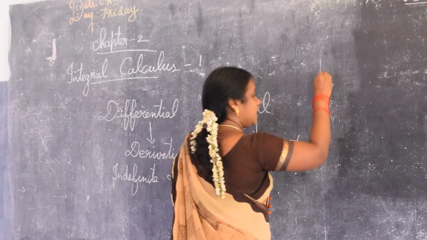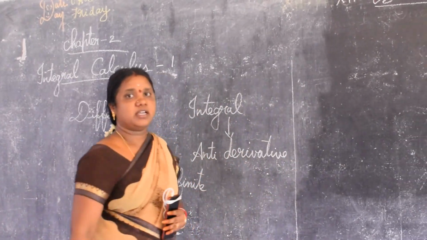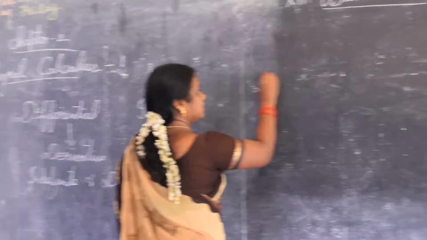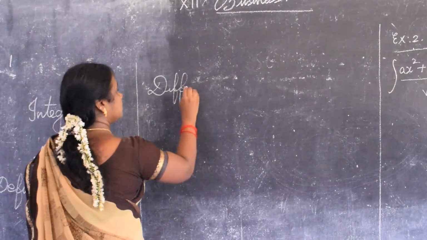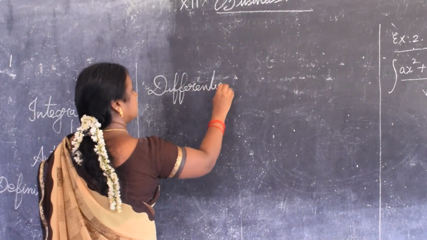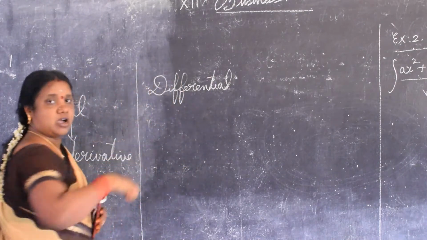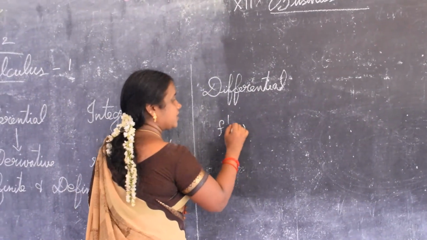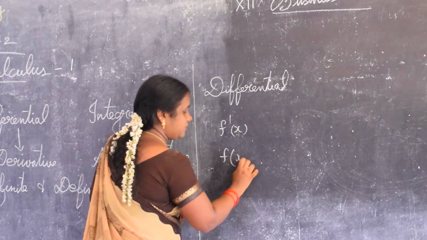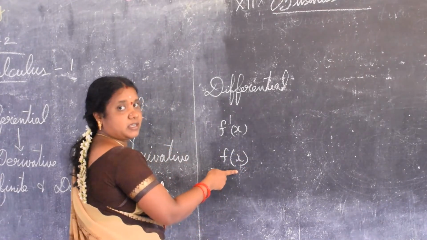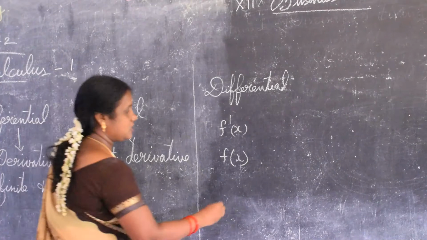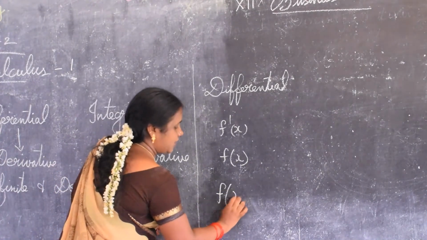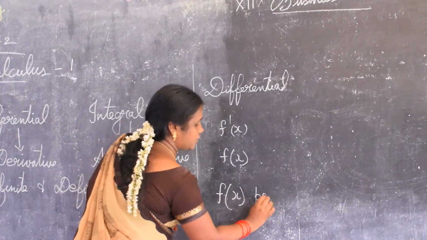See here, already in differential calculus we have learnt how to find f dash of x if f of x is given with respect to x. But in integral calculus, we have to find f of x. This is a primitive function.